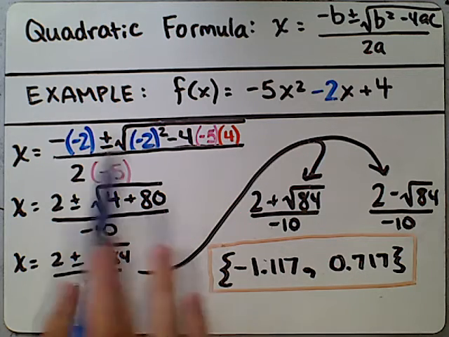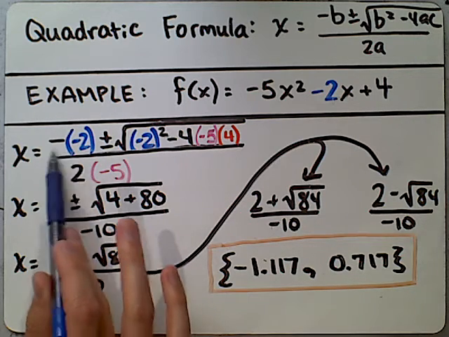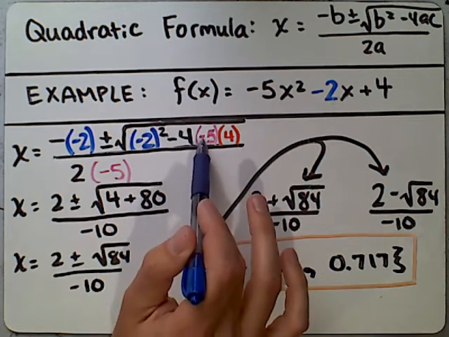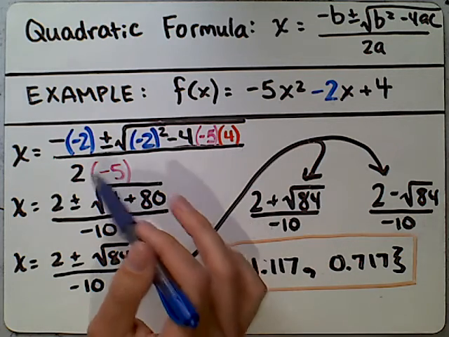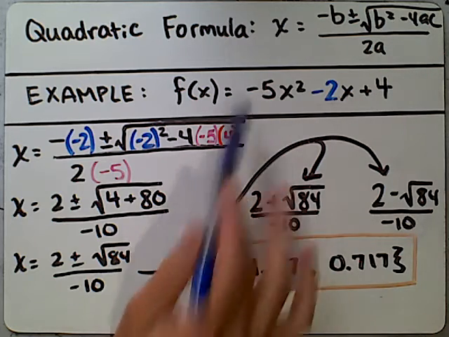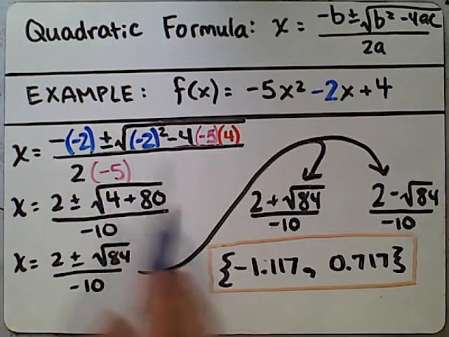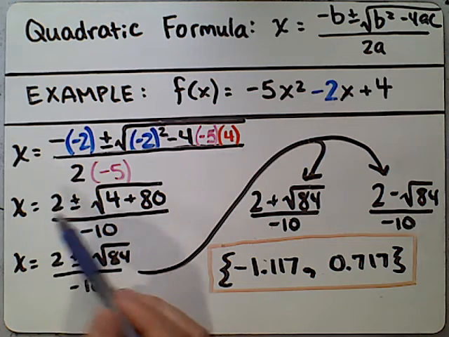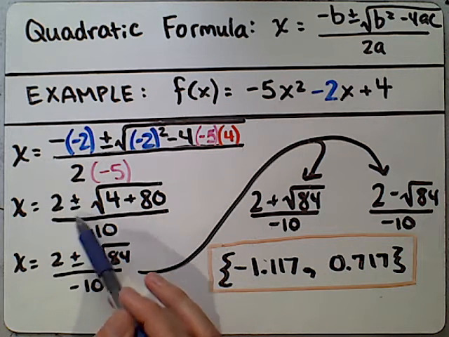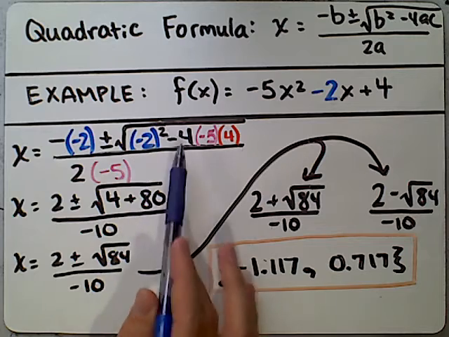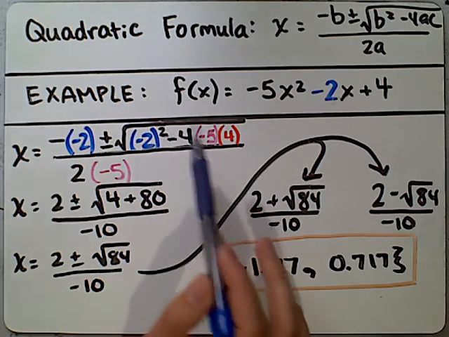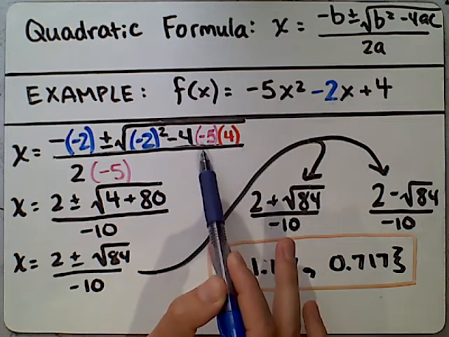So we plug in these values, we've got a negative 2, a negative 2 squared, a negative 5 here, and positive 4 there. In the denominator, we've got a 2 times the a value, which again is negative 5. We plug that in down here. At that point, we want to take our now positive 2 and add and subtract the result of these calculations here. If you remember from a previous video, this is the discriminant, b squared minus 4ac.